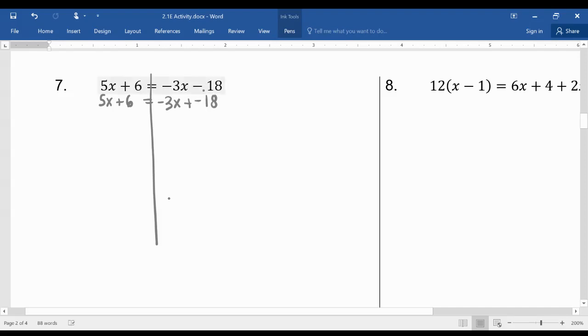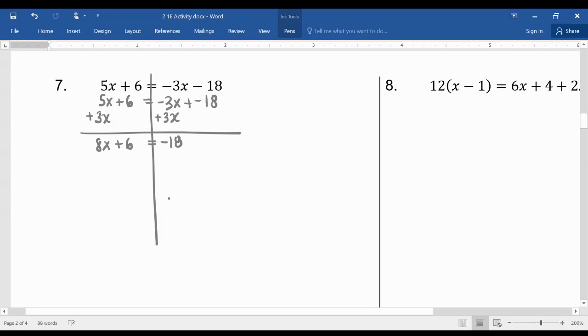And what that means is after we do the sign change on 7, we need to move the variables to the same side. And we always move the smaller number of variables. So -3 is smaller, so I'm going to add its opposite. 5x plus 3x is 8x plus 6 equals -18.